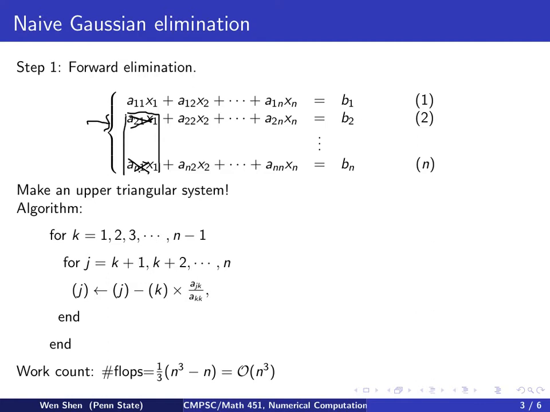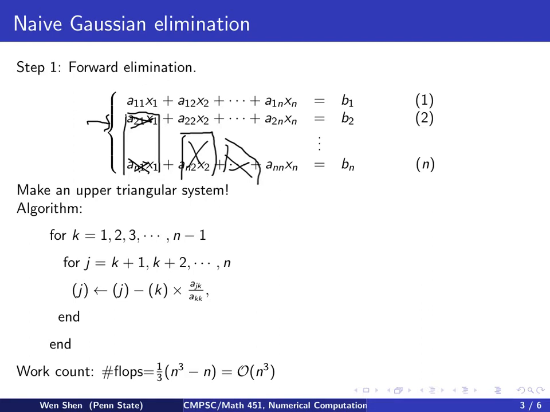And after we have achieved that, we can go to the next column and treat the smaller n minus 1 by n minus 1 subsystem and do the same thing: multiply equation 2 by a suitable factor and then subtract it from the remaining equations to make all of these 0. And you can keep doing so until everything below the diagonal becomes 0. This is called forward elimination, and the goal is to make an upper triangular system.